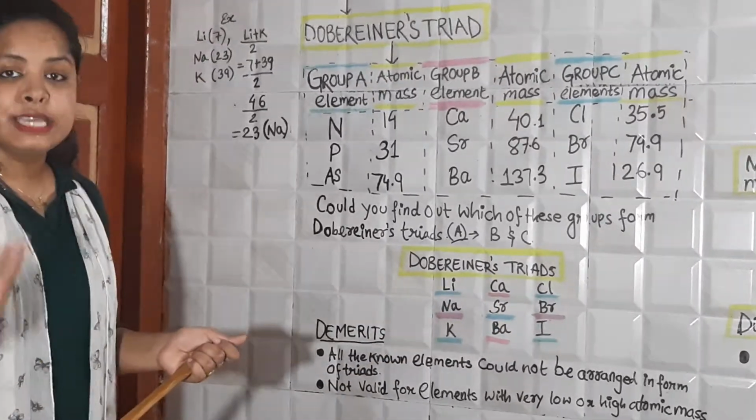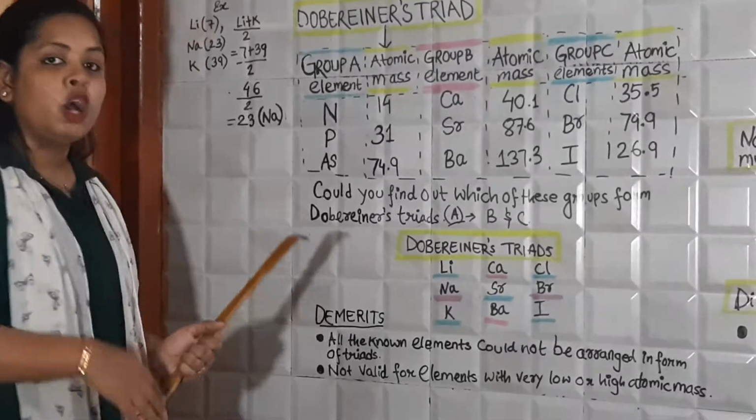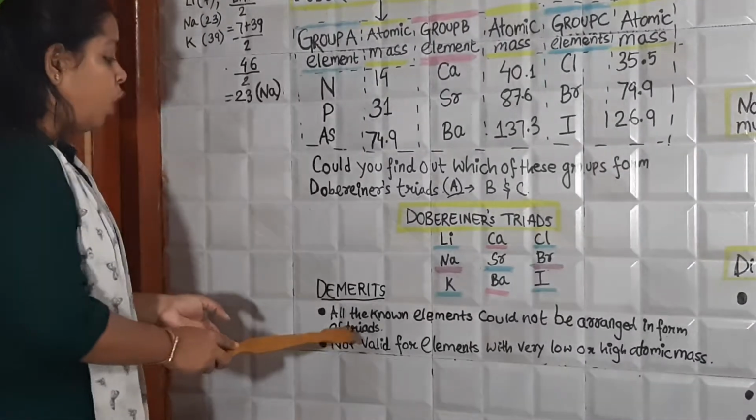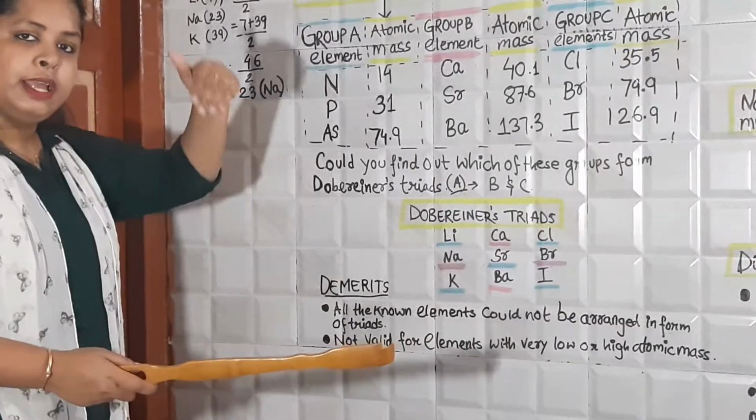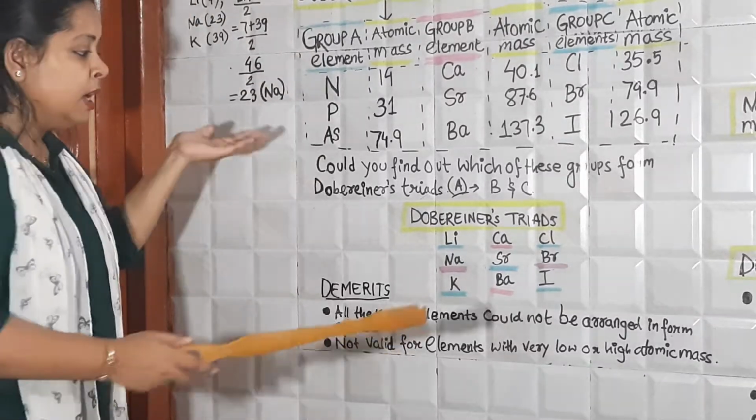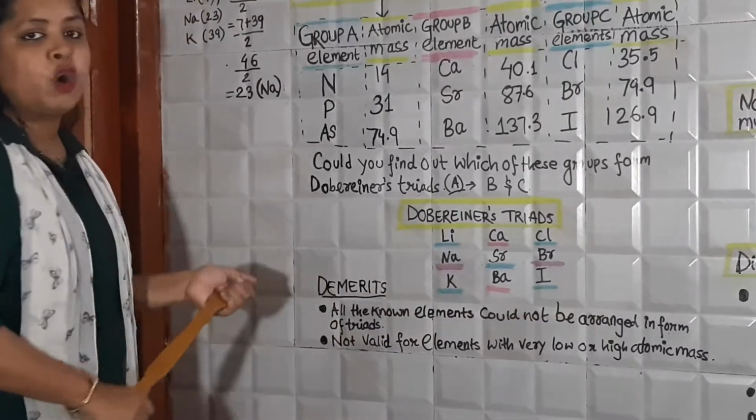So what were his demerits? His demerit or disadvantage was that all of the known elements, whatever elements were discovered at that time, could not be arranged in the form of triads.